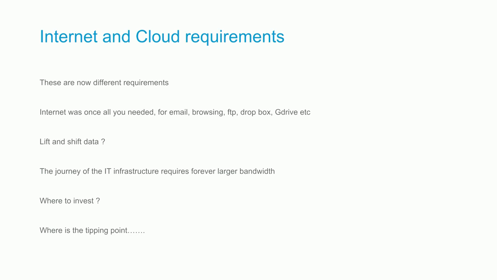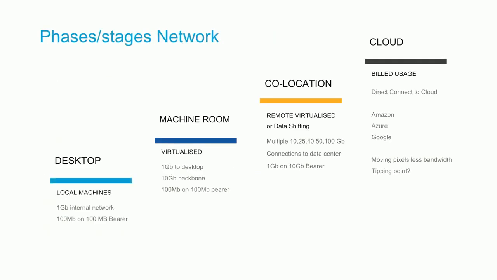So that journey that you've seen, as you move through your IT infrastructure, changes and changes and changes. And where is your investment going to happen? Do you invest in big pipes? Do you invest in more cooling, more power? At what point do you reach a tipping point that you suddenly need to change the way that you are working? So from a network standpoint, small companies, SMBs, are going to be looking maybe at a 1 gig internal network, as we've talked about. They might have a 100 meg bearer for their internet connection, and that's all they do.